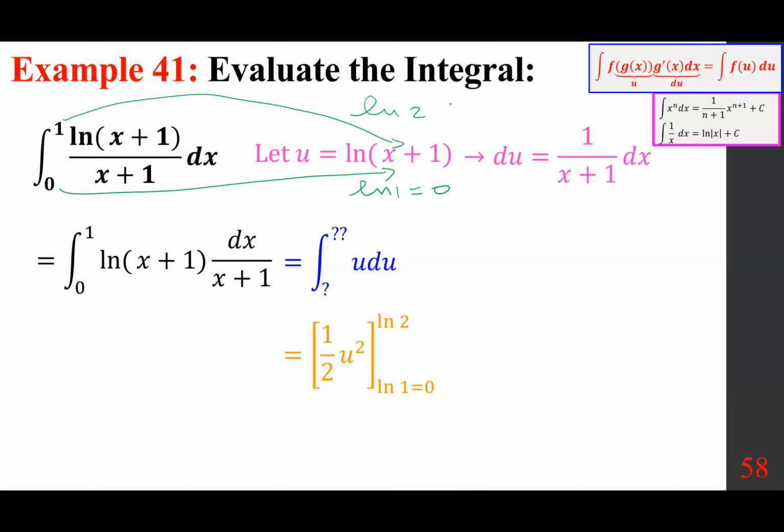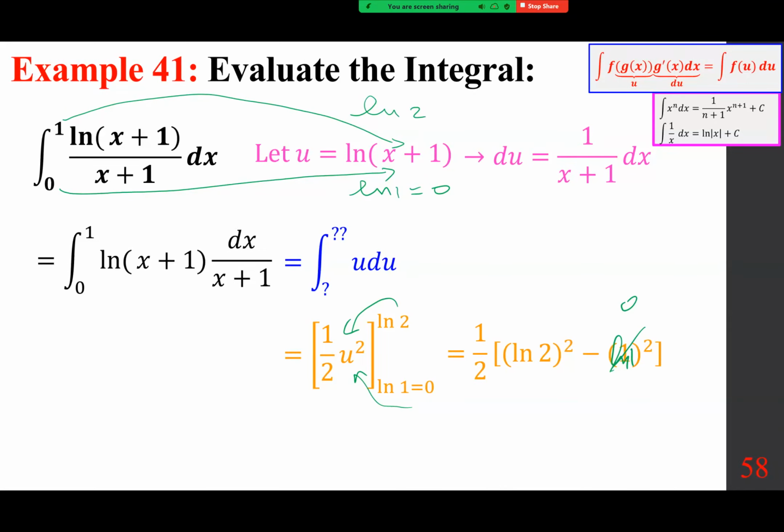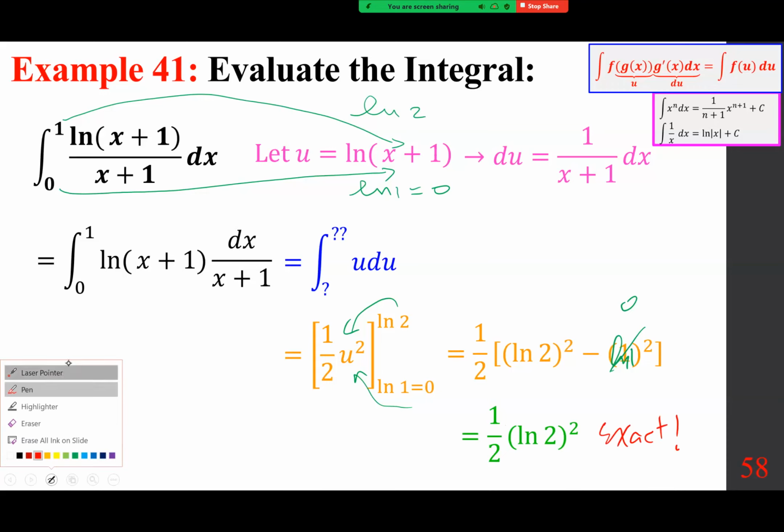So plug in ln2 and square it. This one gives you 0. This is ln1. And ln1 is 0, everybody. And 1/2 of ln2 quantity squared. Why do we keep it that way? Because that's an exact answer. And we would rather deal with exact numbers in calculus, unless they ask you for so many decimals.